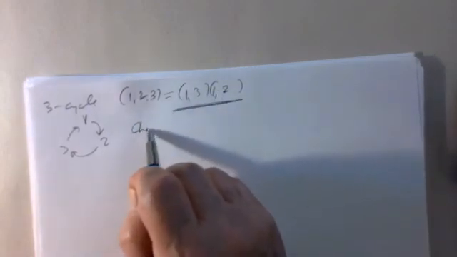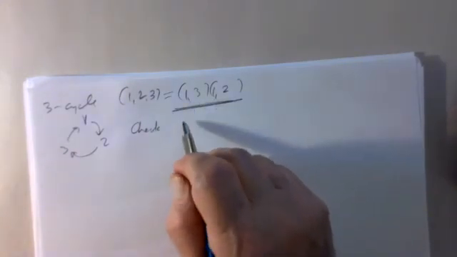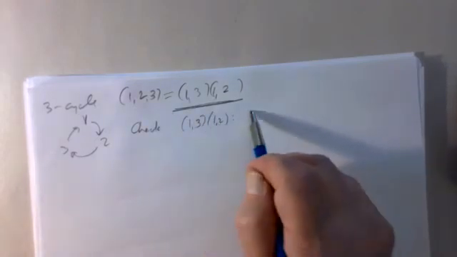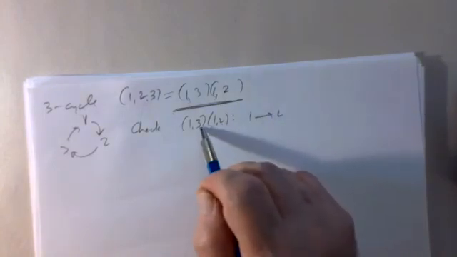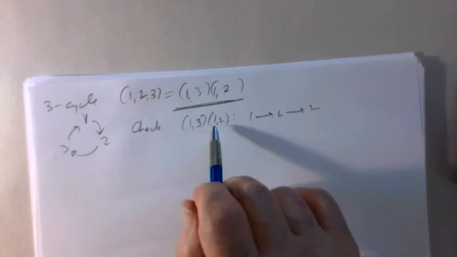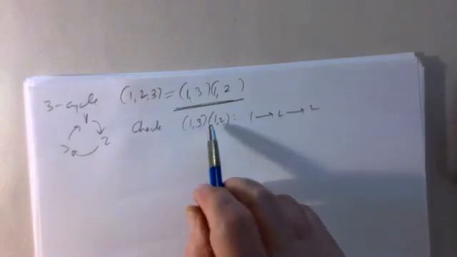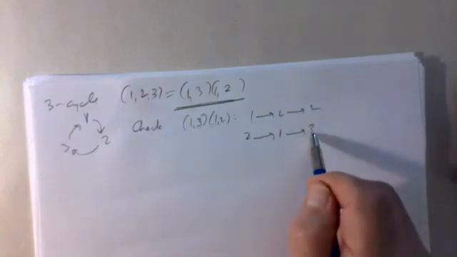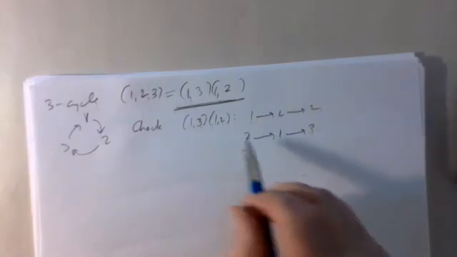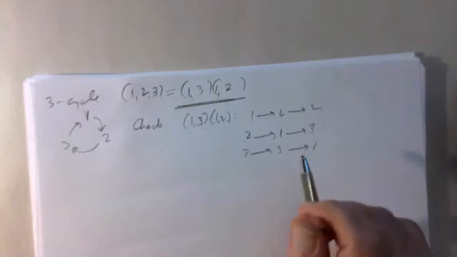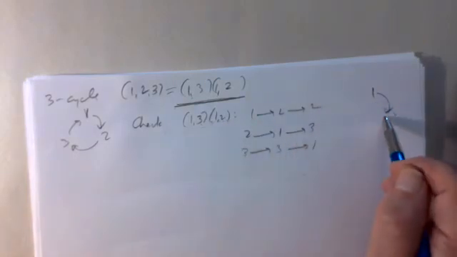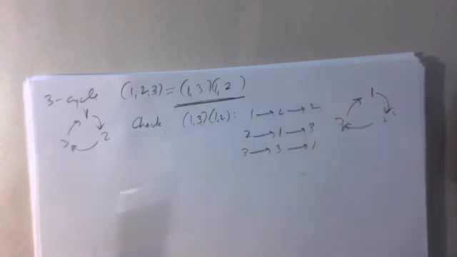So let's just check that this is correct. If I take (1, 3)(1, 2), what does this do? This sends 1 to 2, and this sends 2 to 2. So in the product of these two transpositions, 1 goes to 2. This sends 2 to 1, and this sends 1 to 3, so 2 ends up at 3. This sends 3 to 3, and this sends 3 to 1. So in this product, 1 goes to 2, 2 goes to 3, 3 goes to 1. They're exactly the same. So this is a true statement.